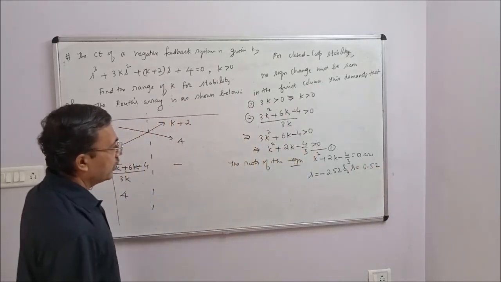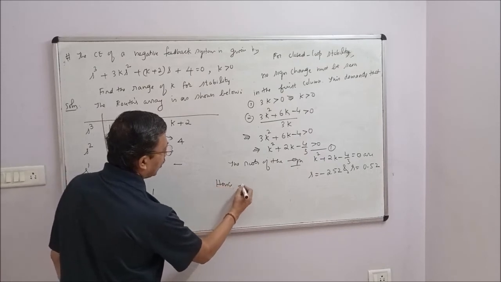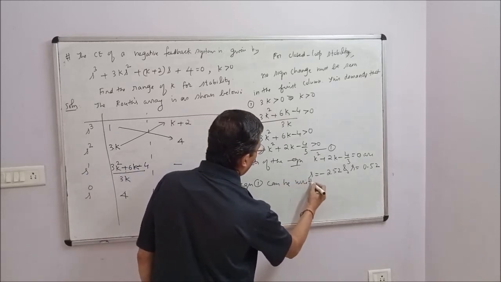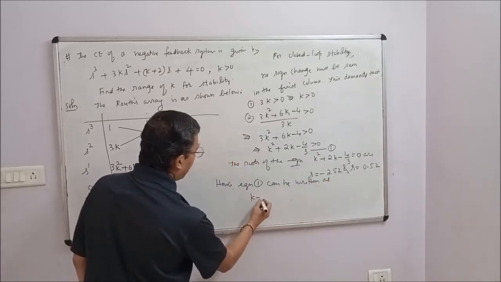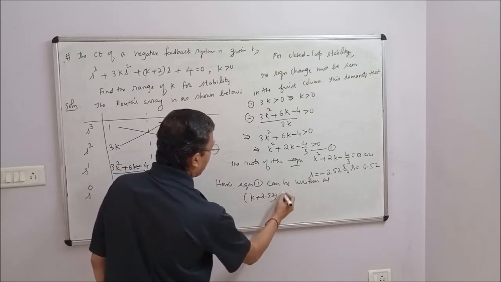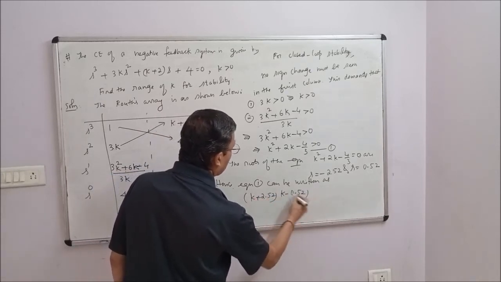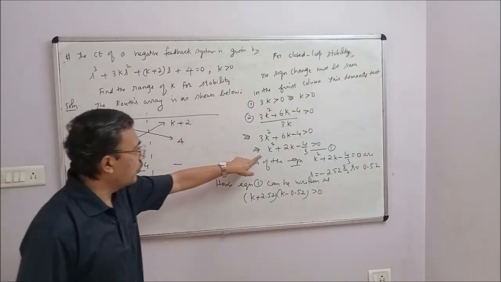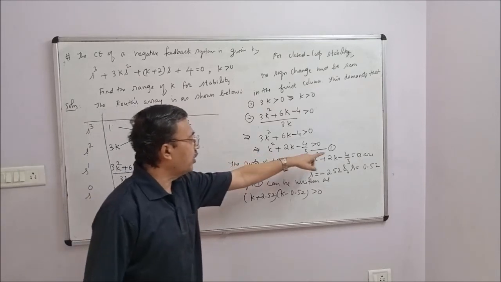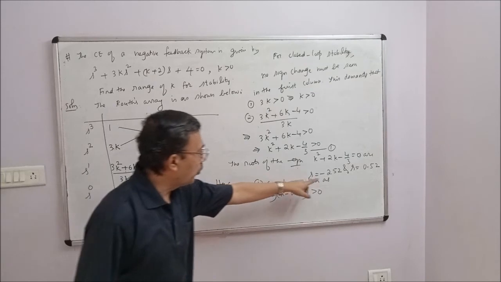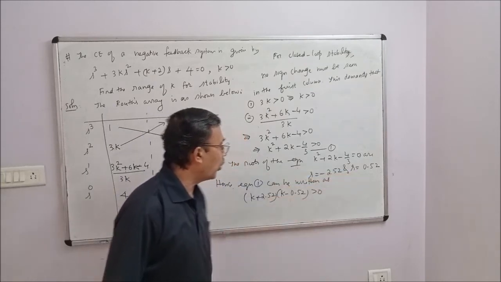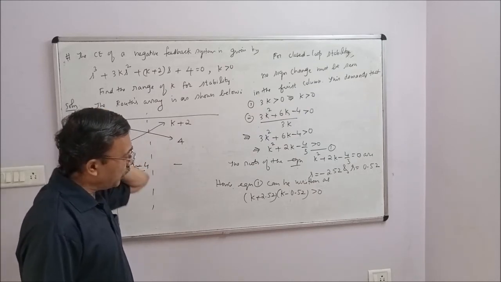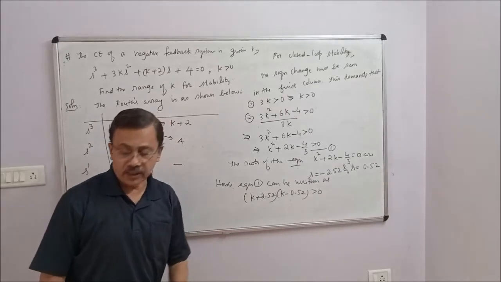These are the roots. Hence, equation 1 can be written as (K plus 2.52) into (K minus 0.52) greater than 0. So what we have done is find the roots of the equation K square plus 2K minus 4 by 3 equal to 0. The roots are found to be minus 2.52 and plus 0.52. Hence, equation 1 can be written as (K plus 2.52) into (K minus 0.52) greater than 0.